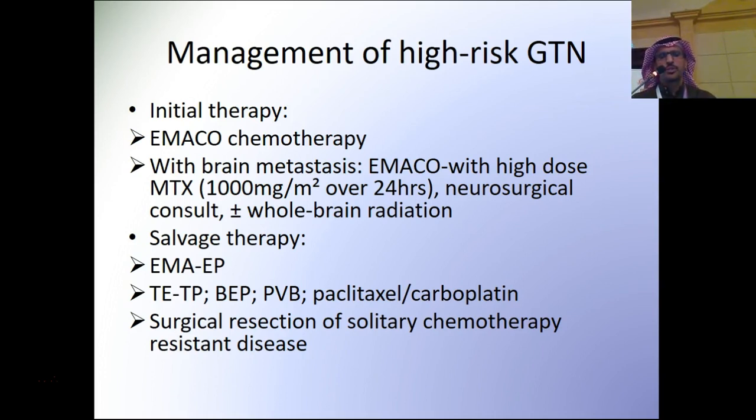For salvage therapy for a patient who failed EMA-CO, usually we consider EMA-AB, and this means that at day 8, we use etoposide cisplatin instead of cyclophosphamide vincristine. Other regimens that can be used as a third line are Taxol etoposide alternating with Taxol cisplatin, BVB, which is cisplatin, vinblastine, bleomycin, or paclitaxel carboplatin. You may consider surgical resection, like pulmonary or hepatic, if you have a solitary lesion that is chemo-resistant.